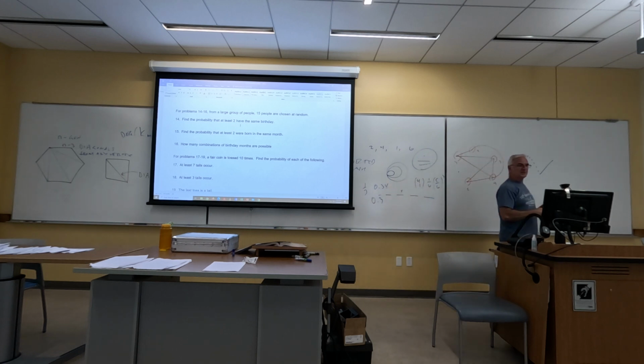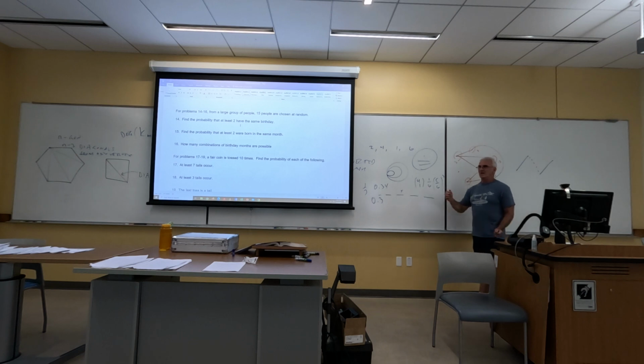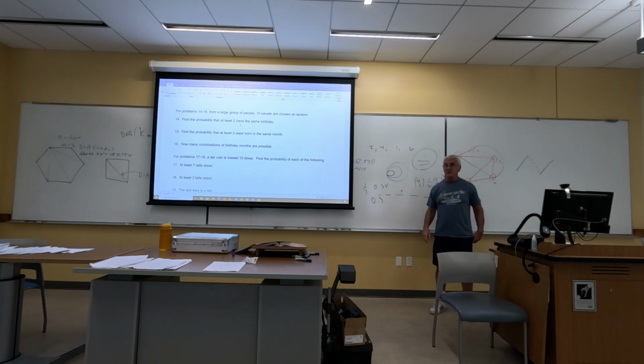So I have a group of 15 people. What's the probability at least 2 have the same birthday? We now know how to do that. And I just said, it's 15 people. So there was a formula. And by the way, it's legal to write down that formula. Remember what the formula is?